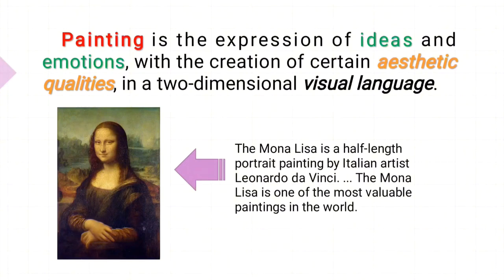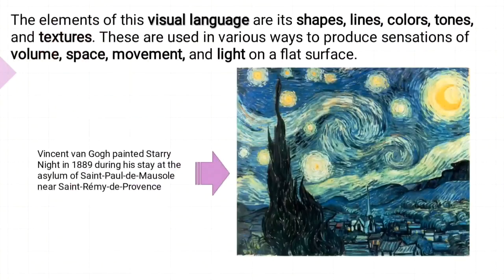The Mona Lisa is a half-length portrait painting by Italian artist Leonardo da Vinci. The Mona Lisa is one of the most valuable paintings in the world. The elements of this visual language are its shapes, lines, colors, tones, and textures. These are used in various ways to produce sensations of volume, space, movement, and light on a flat surface.